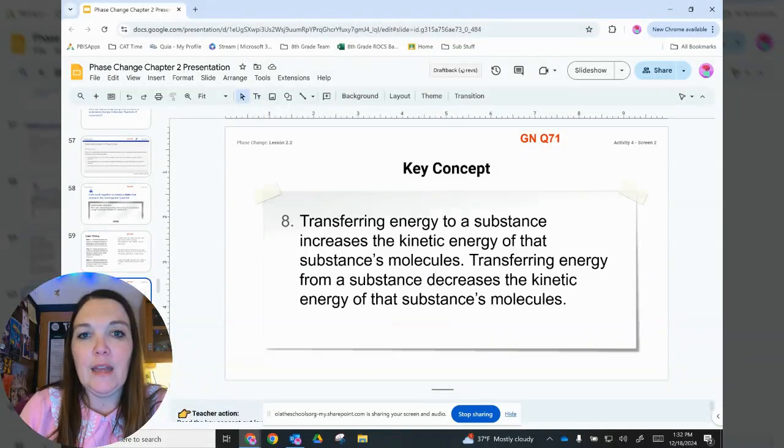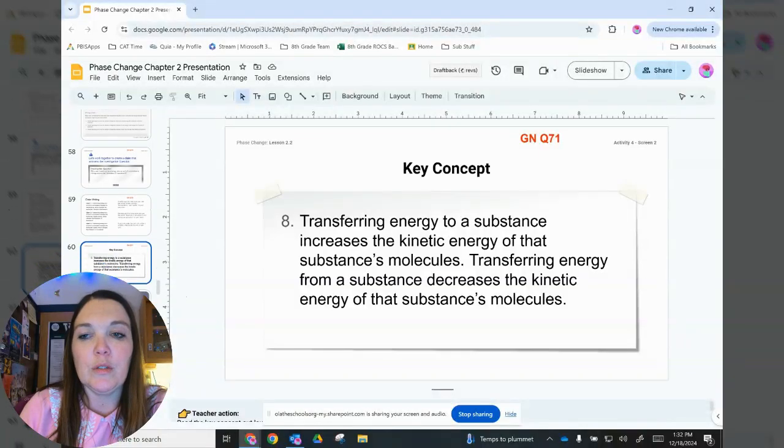Okay, once that is done, here's your key concept number 8, Guided Notes question 71. Transferring energy to a substance increases the kinetic energy of that substance's molecules. Transferring energy from a substance decreases the kinetic energy of that substance's molecules.